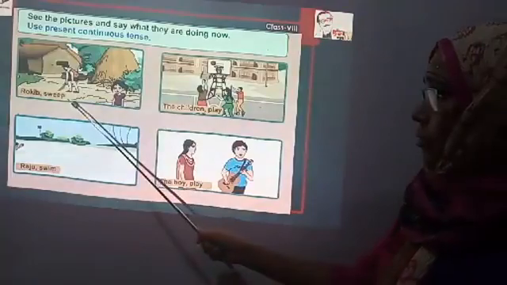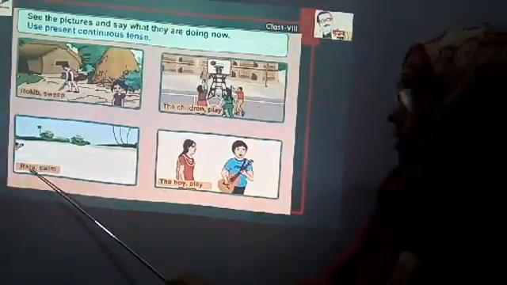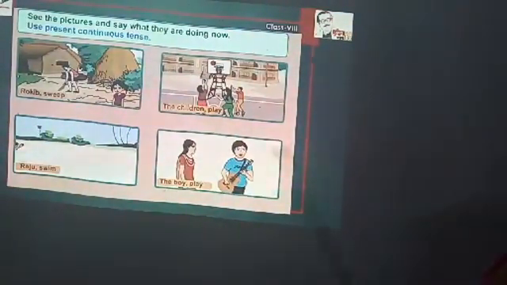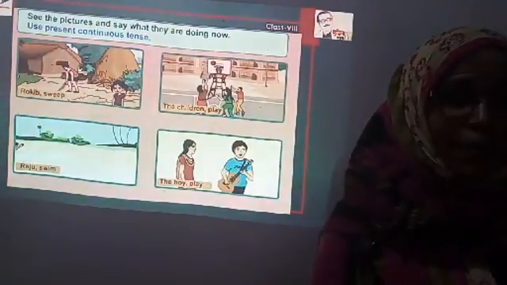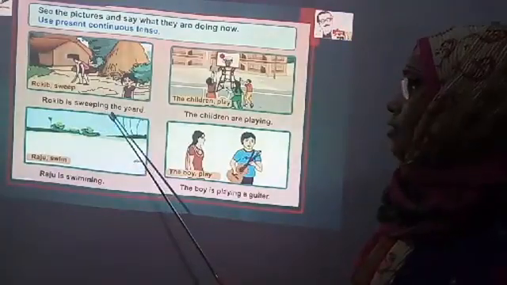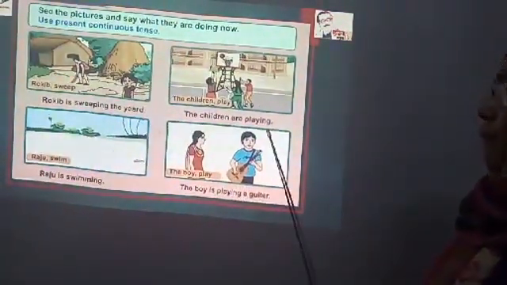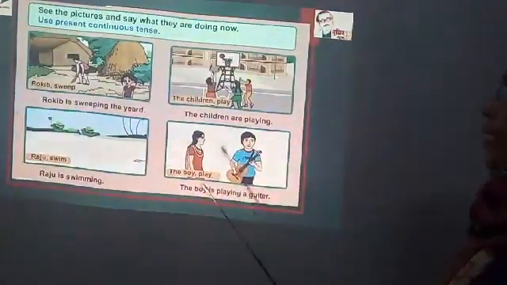Just write the sentences. Children, verb is play. Subject is Raju, verb is swim. Subject is the boy, verb is play. So what will be the sentence? I think you have got the answer. Just match with me. Rakib is sweeping the yard. The children are playing. Raju is swimming. The boy is playing a guitar.